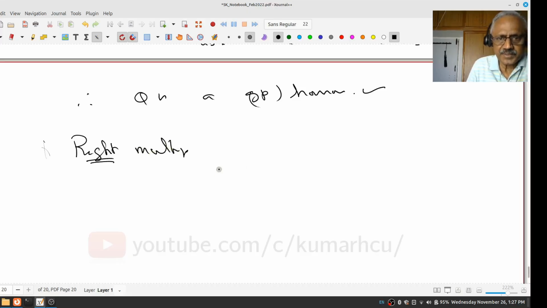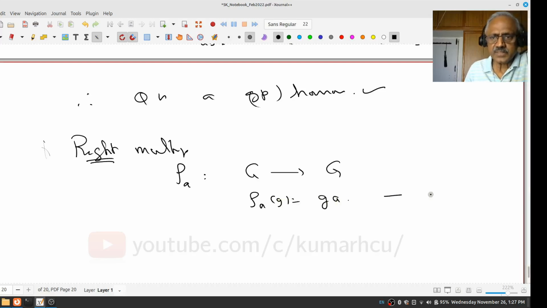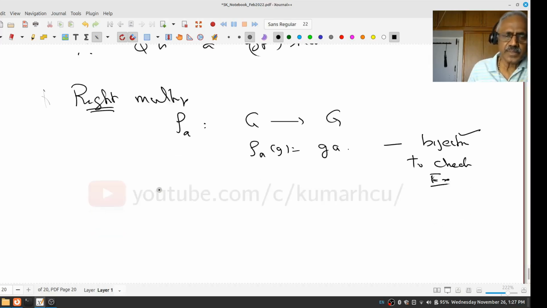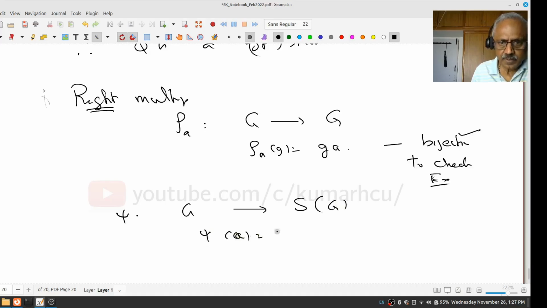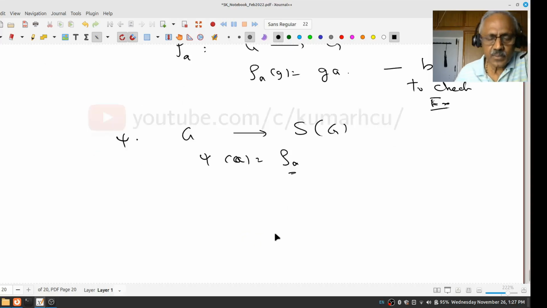Right multiplication, rho of A from G to G, rho of A of G is GA. Check this is a bijection. Exercise. This is easy. Now let me call xi from G to S of G. What is the map? Xi of A is rho A. Now what I want to know is whether xi is a group homomorphism.